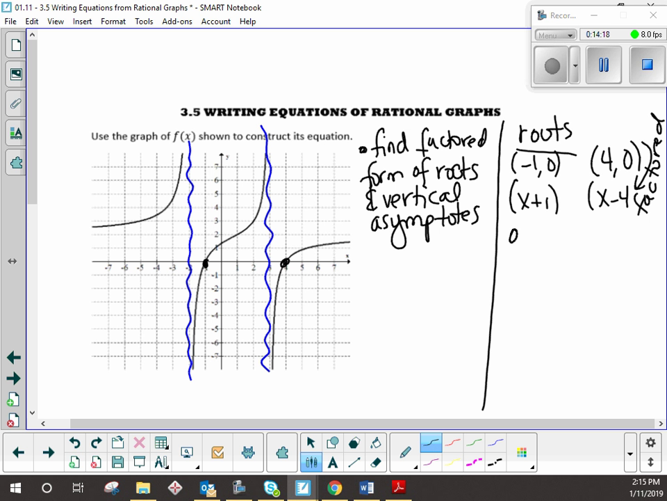So for my asymptote information, I have one at x equals negative 2. What factor gave me that? What factor gives me x equals negative 2? X plus 2? And then for the other asymptote, x equals 3, the factored form is x minus 3.